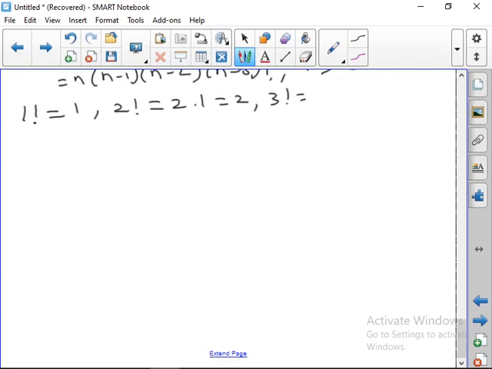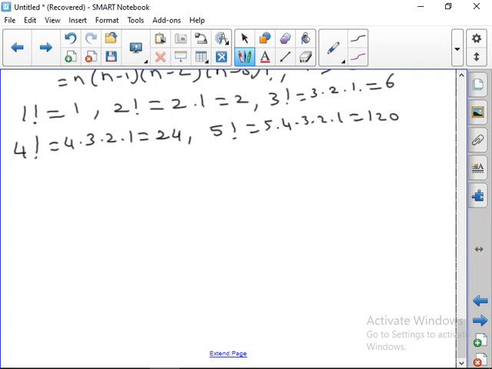3 is n into n minus 1, n minus 2. Only that concept is used. So 3 into 2 into 1. That is, we write till we get 1. So it is equal to 6. What about 4 factorial? Therefore, 4 into 3 into 2 into 1, which is equal to 24. 5 factorial? 5 into 4 into 3 into 2 into 1, which is equal to 120.